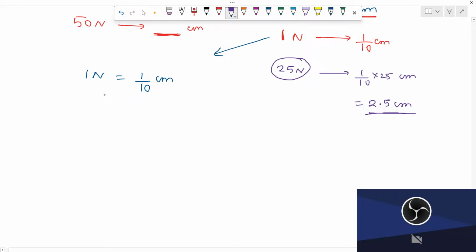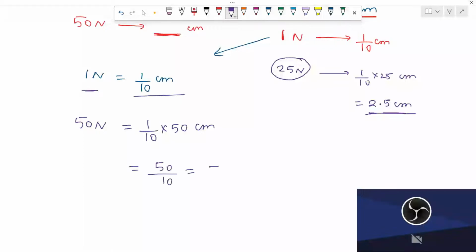Okay. So 1 Newton is equal to 1 by 10 centimeter. In order to represent 50 Newton, by the unitary method we take 1 by 10 into 50 centimeter. So the value will be how much? 50 by 10, which means 5 centimeter.